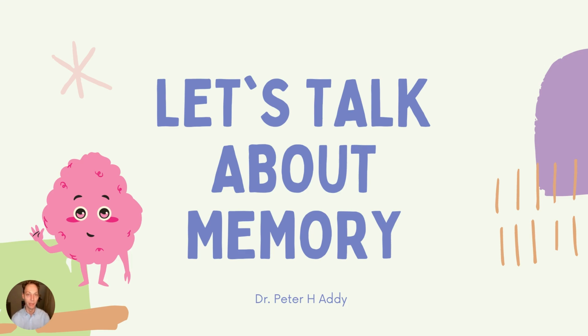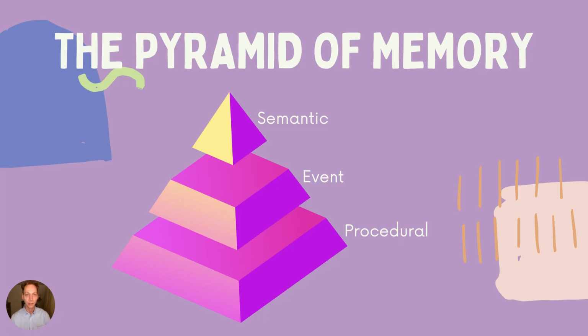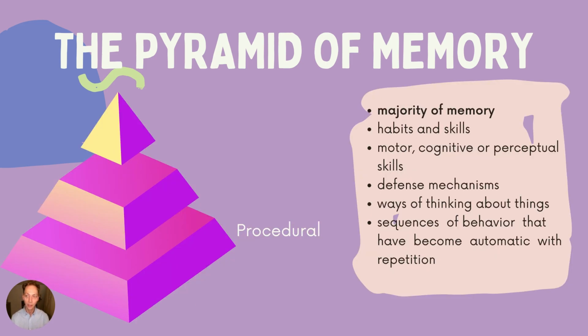Let's talk about memory. We can think of memory as a pyramid, and the vast majority of your memory is procedural or implicit. You also have event memory, and a little bit of your memory is semantic. A recurring theme in the PSIP model is the bottom-up approach. So let's start at the bottom of the pyramid.